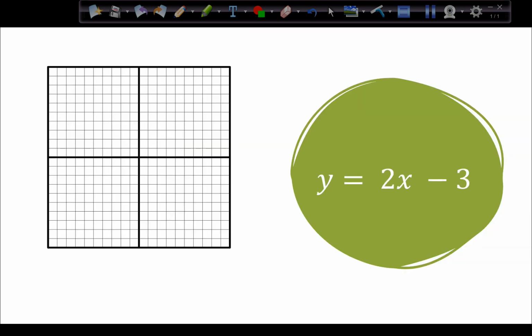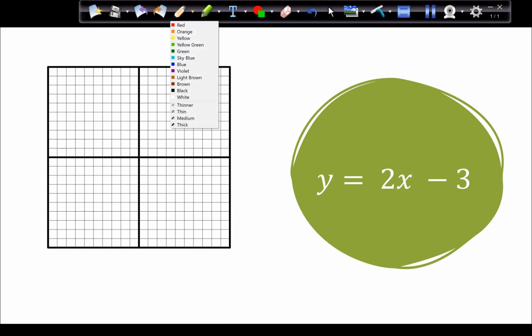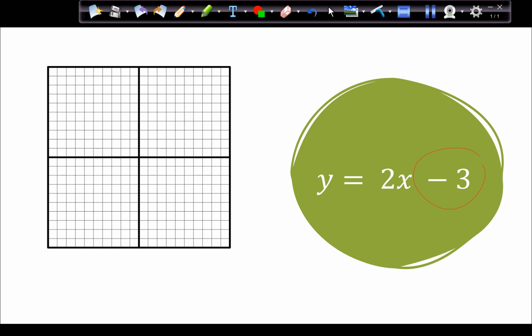All right, so we're going to look at example number 1, which is y equals 2x minus 3. So first, you should start at -3. I'm going to make that thicker. And again, it's always on the y-axis because that's the y-intercept. 1, 2, 3. And so that's the y-intercept. So on your table that you're filling out, the y-intercept would be -3.